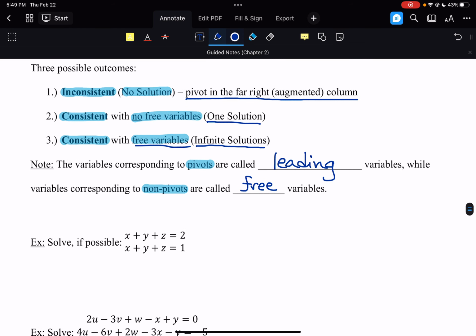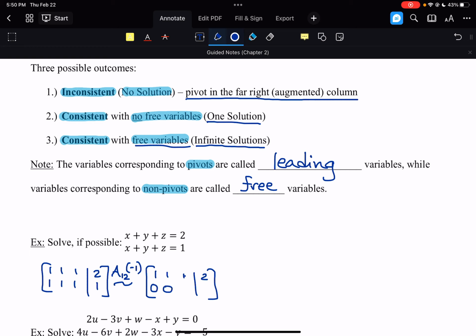So for example, solve if possible. So let's go ahead and convert this into a matrix. So take the coefficients 1, 1, 1, and 2, and then 1, 1, 1, and 1 in the augmented column. If this is going to be a pivot here, we need to clear out everything below it. So I'm going to add first row to second times negative 1. So we still have 1, 1, 1 with 2. Then we're going to clear out, so times negative 1 plus 1, that's 0. Do the same thing, 0, 0. 2 times negative 1 is negative 2, plus 1 is negative 1.